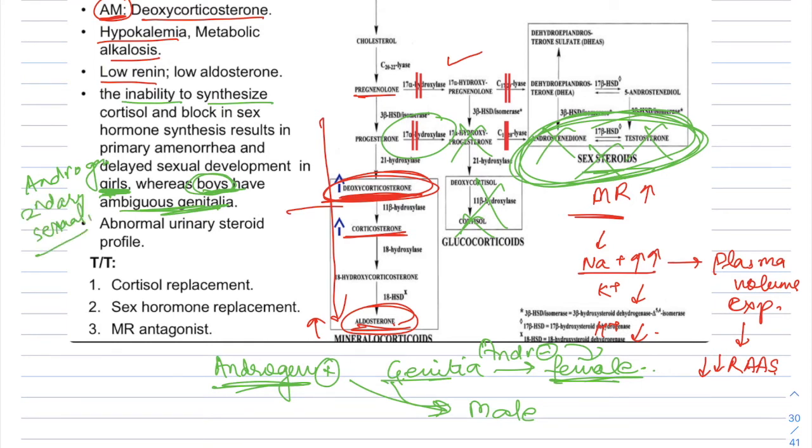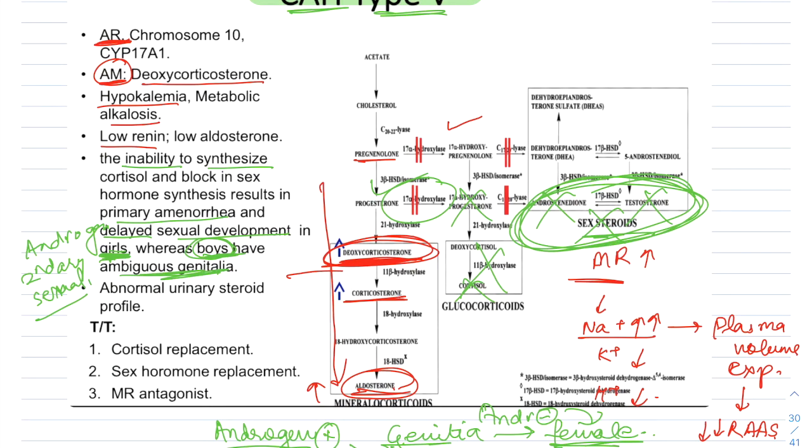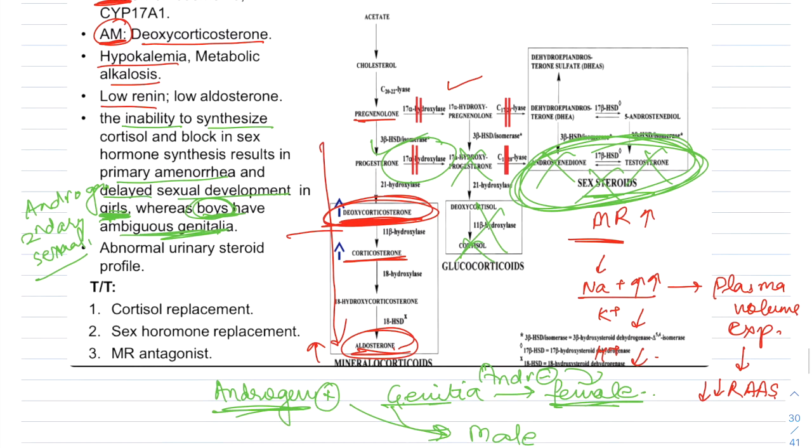Therefore, the girls will have delayed sexual development, they will not develop secondary sexual characters, and there will also be primary amenorrhea. Okay, now what is the treatment of this? The treatment is, because there is no cortisol production, we have to do cortisol replacement. The sex hormone production is not there, so we have to replace the sex hormones.